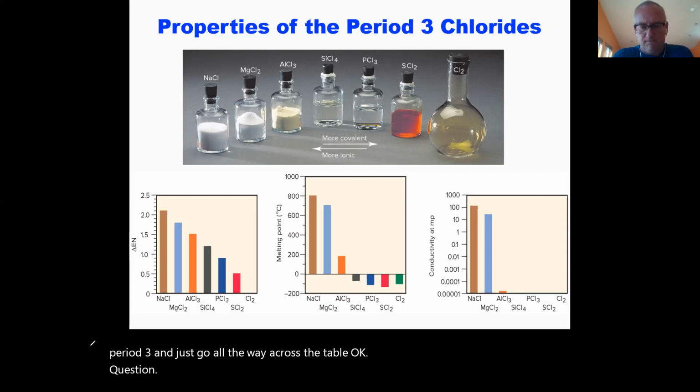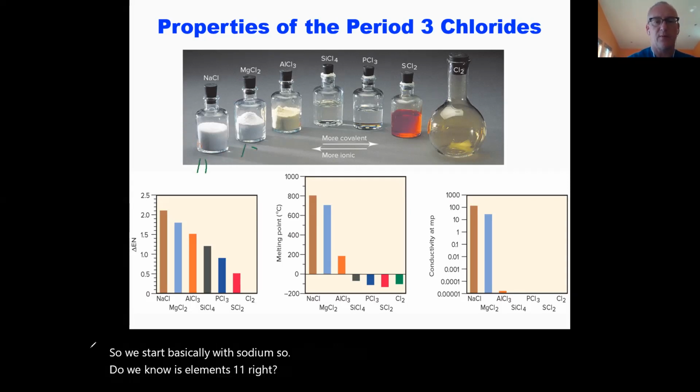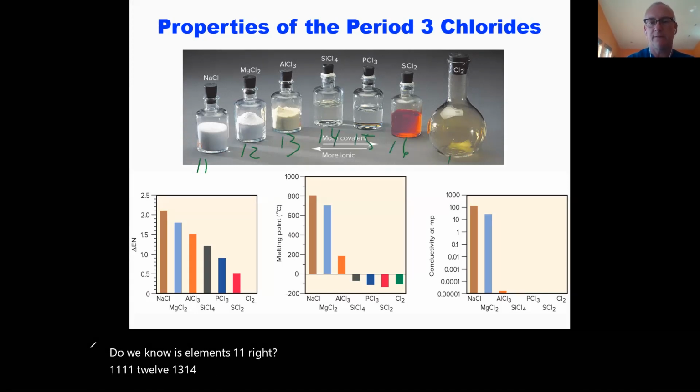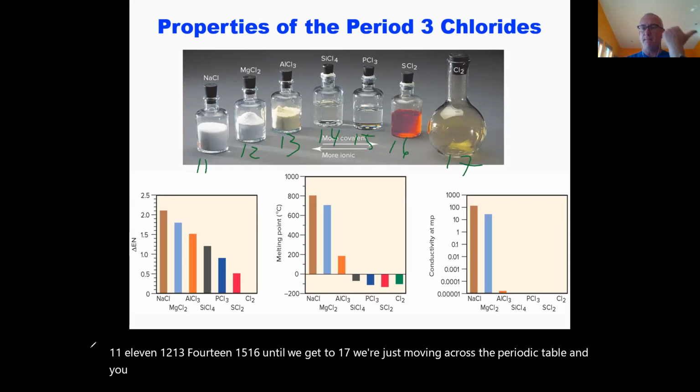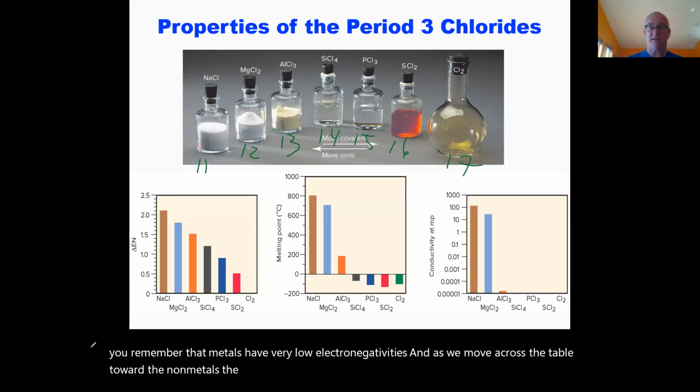Question? Okay, so we're going to start basically with sodium. Sodium we know is element 11, right? Element 11, element 12, 13, 14, 15, 16, till we get to 17. We're just moving across the periodic table. And you remember that metals have very low electronegativities, and as we move across the table toward the nonmetals, the electronegativity increases, right?